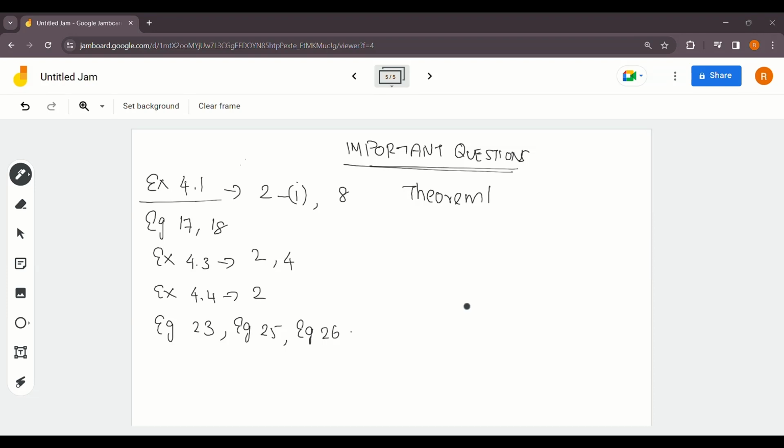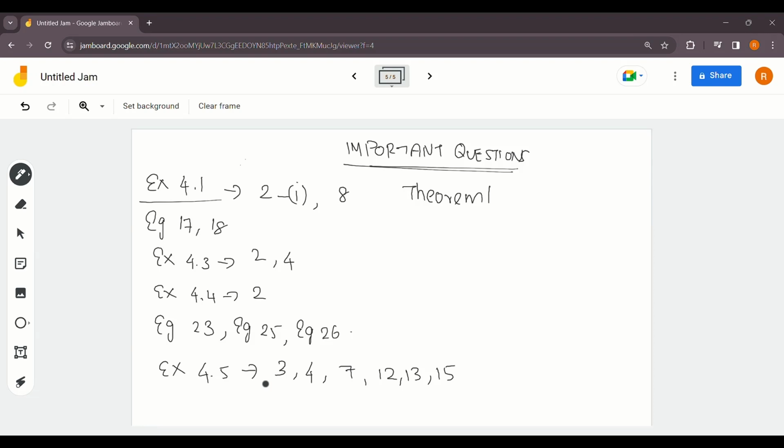So in exercise 4.5, you have the third sum, the fourth sum, and then the seventh, and then 12, 13, 15.